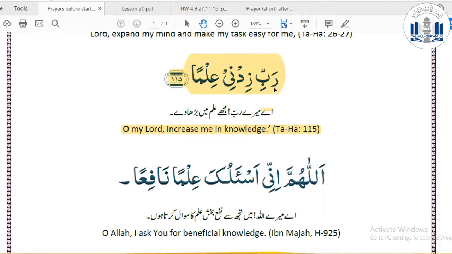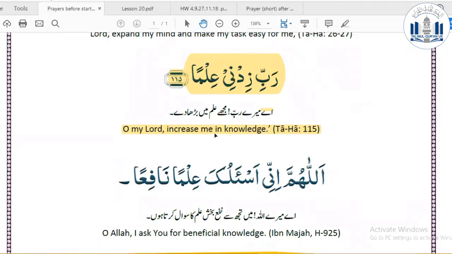Bismillahirrahmanirrahim. Rabbi zidni ilma. Well done. Zidni ilma. Yes, but make sure that with this knee you have to stretch for 2 seconds because of the ya madda. Okay? So Rabbi zidni ilma. Well done. And can you read the translation for us?